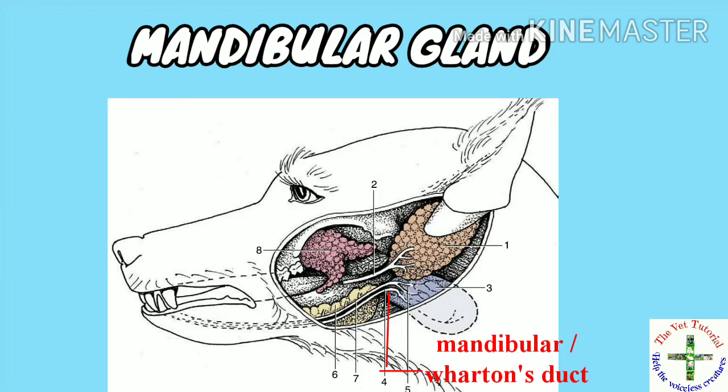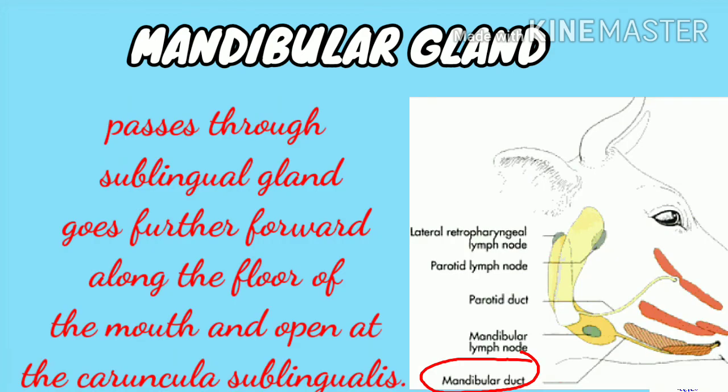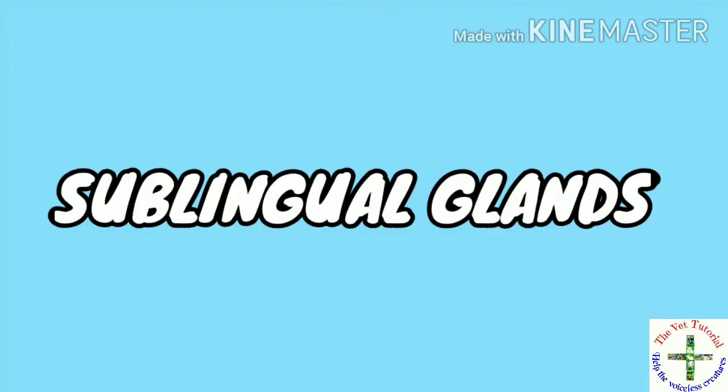The Wharton's, or we can say the mandibular duct, leaves the gland at the middle of dorsal border and runs between the mylohyoideus and hyoglossal muscle and then along the deep face of genioglossus. It passes through the sublingual glands and goes further forward along the floor of the mouth and opens at the caruncula sublingualis.